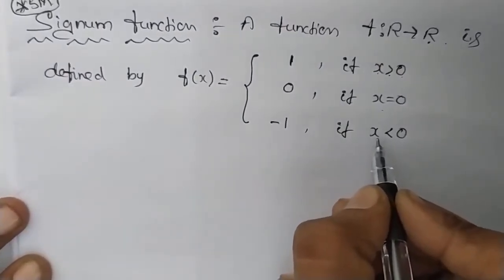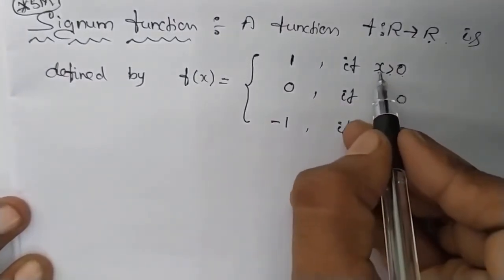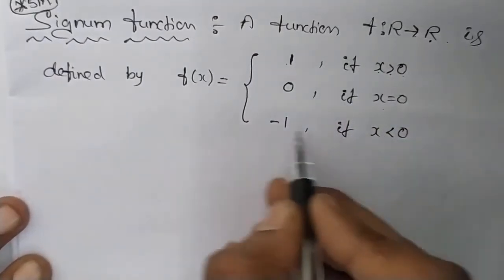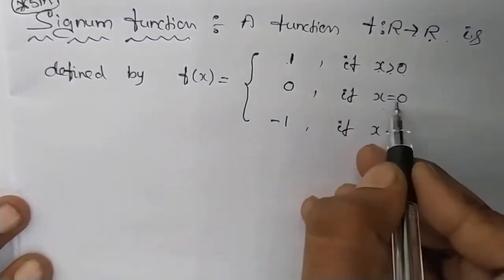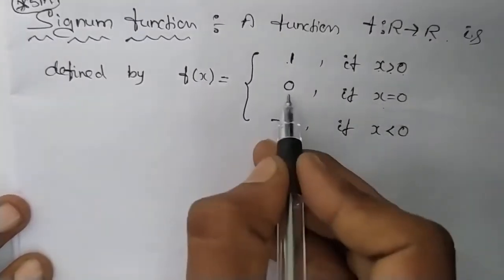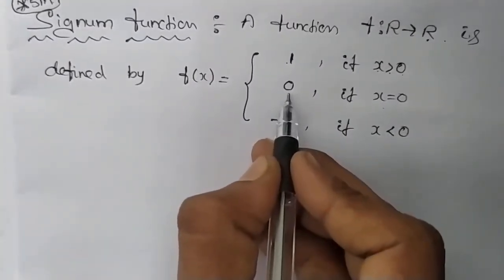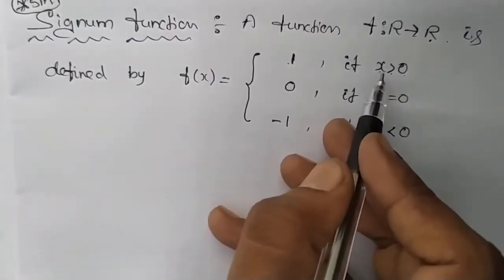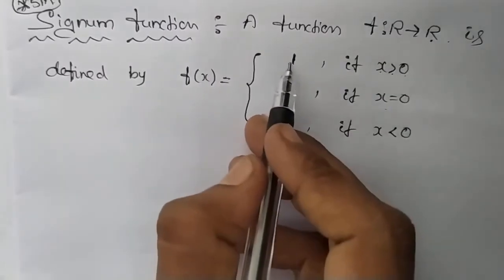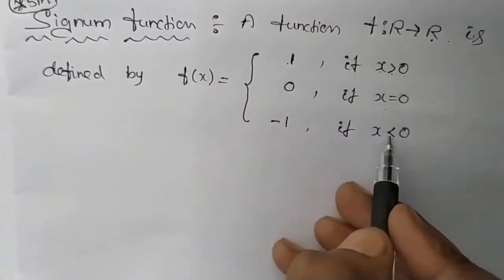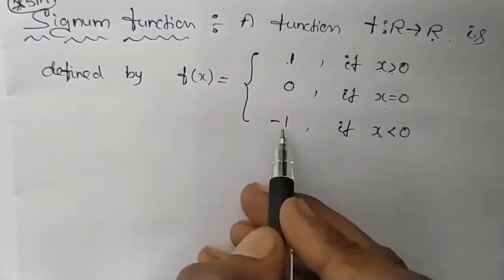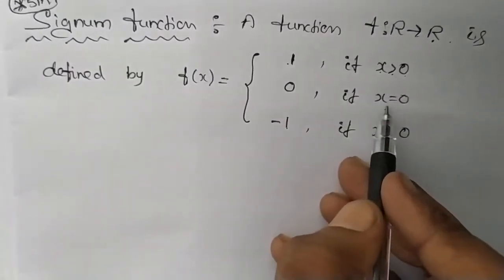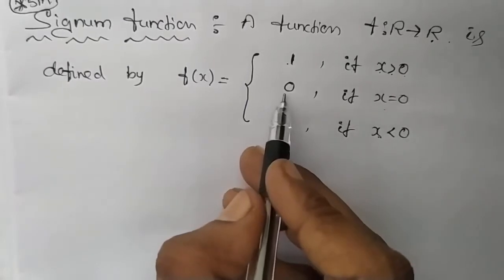Negative values. If x is positive, we should take plus 1. If x is negative, we should take minus 1. If x equals 0, we should take 0. Once again, if the value of x is positive, we have to take plus 1. If the value of x is negative, we have to take minus 1. Or if it equals 0, then we should take 0.